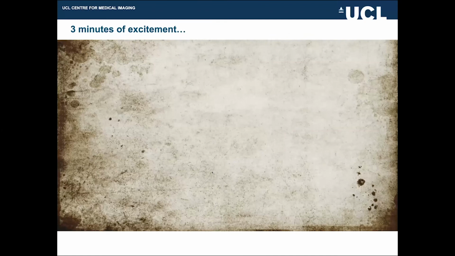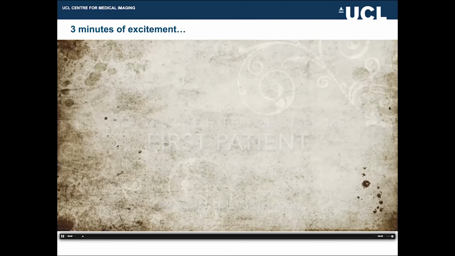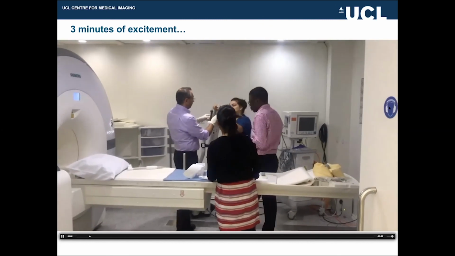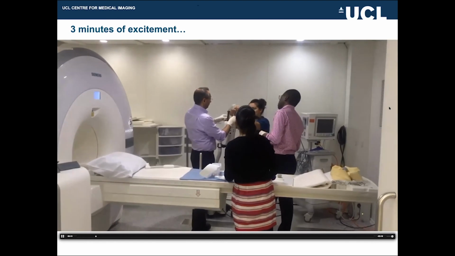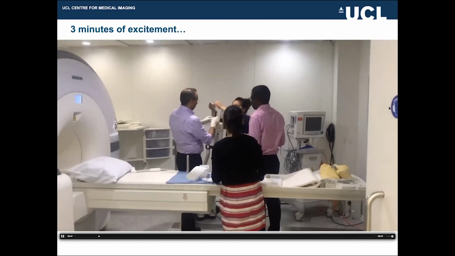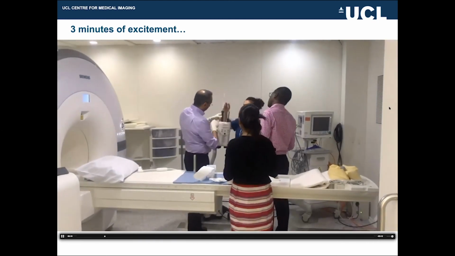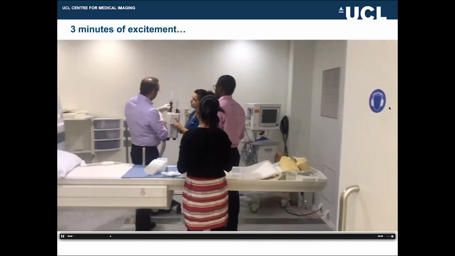So I'm going to try and demonstrate what those 3 minutes of excitement look like on this video. So this is our very first patient with prostate cancer scanned at UCH. So here we are in the MRI room. This is even before the patient has arrived and hyperpolarization hasn't happened yet, but we need to make sure everything fits together well. You're not going to have any leaks in any lines that you're connecting up, because there are multiple connectors involved here.